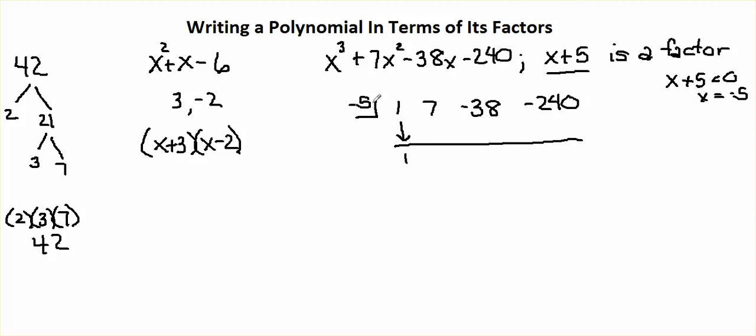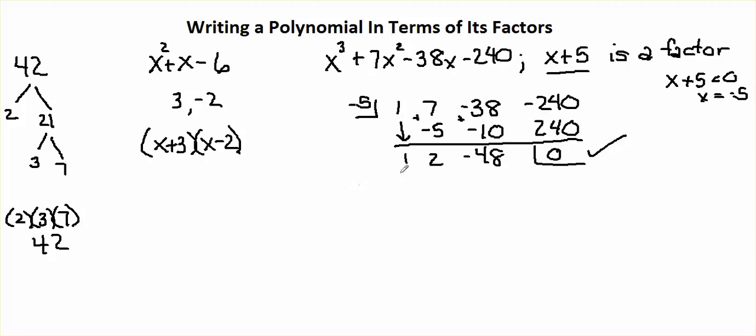Okay, so -5 times 1 is -5. When we add these two, we get a 2. 2 times -5 is -10. When we add these two, we get a -48. -5 times -48 is a positive 240, and when we add these, we get a 0. So x plus 5 is definitely a factor. We have a remainder of 0, so therefore it definitely is a factor.